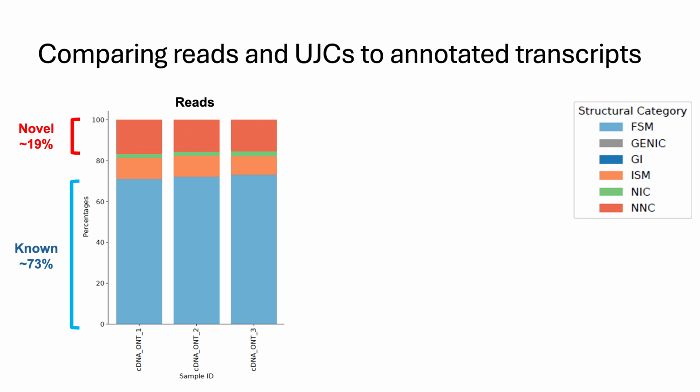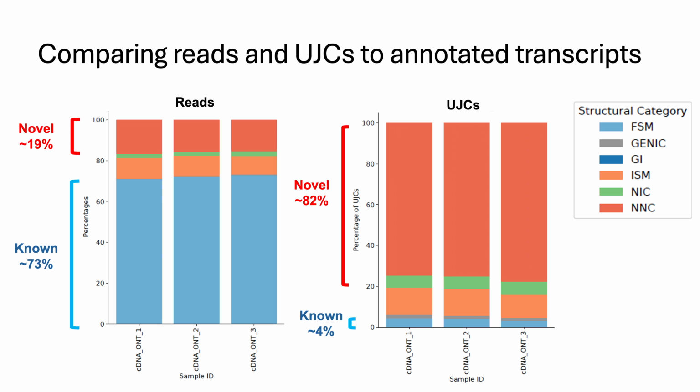In general, we see that for high-quality datasets with a well-annotated reference transcriptome, 70 or more % of the reads represent an annotated splicing pattern. And in this experiment, we see that this is consistent across the 3 replicates. However, when we collapse reads to UJCs, we see that only a small proportion of UJCs have annotated splicing patterns, and the majority of UJCs have novel splicing patterns.